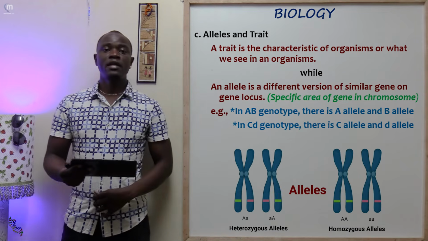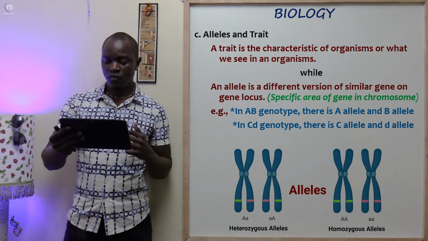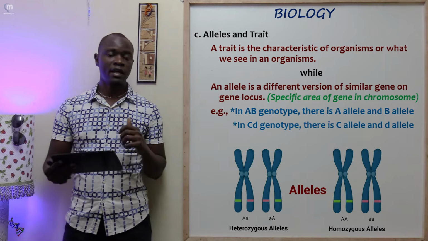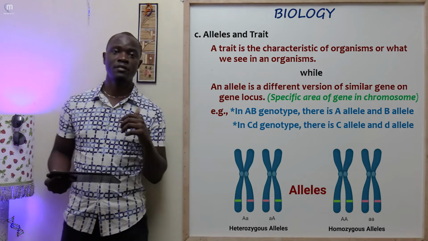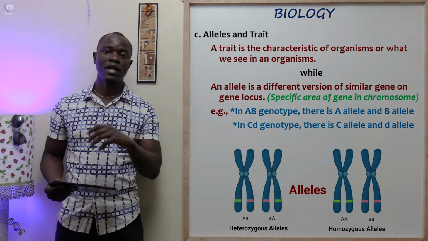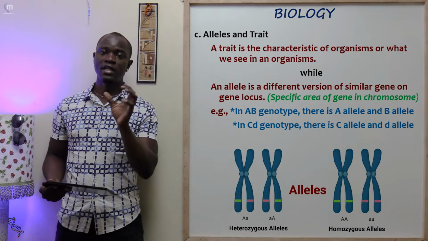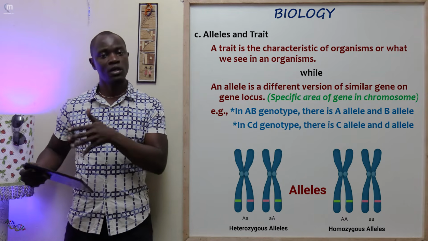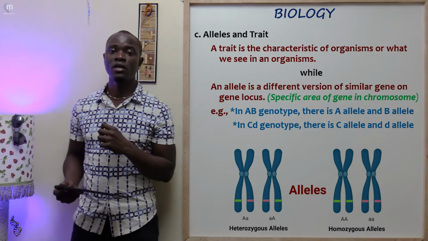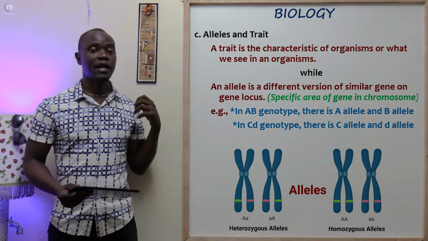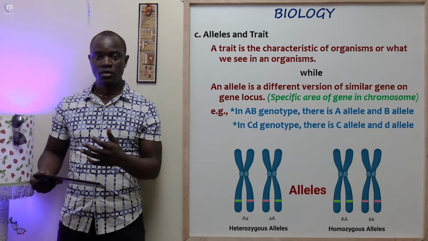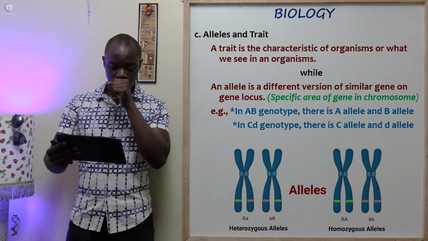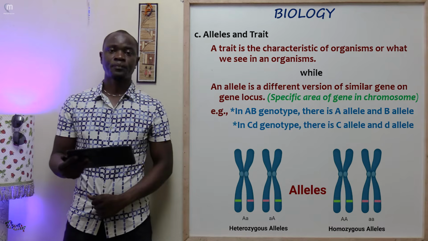And what about an allele? Simply, an allele is a different version of a similar gene located on the gene locus. So that is the allele. For example, for the homozygosity, we said we have capital A, capital A. So that gene has two alleles. The first allele is capital A, the second allele is capital A. If you look at the heterozygosity, we have a capital A and a small a. So these are two alleles. We have the dominant A, which is capital, and the recessive a, which is the small letter.